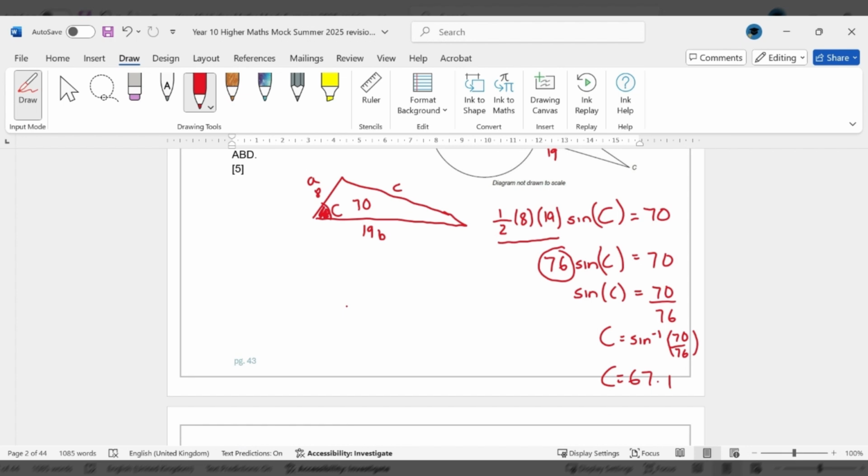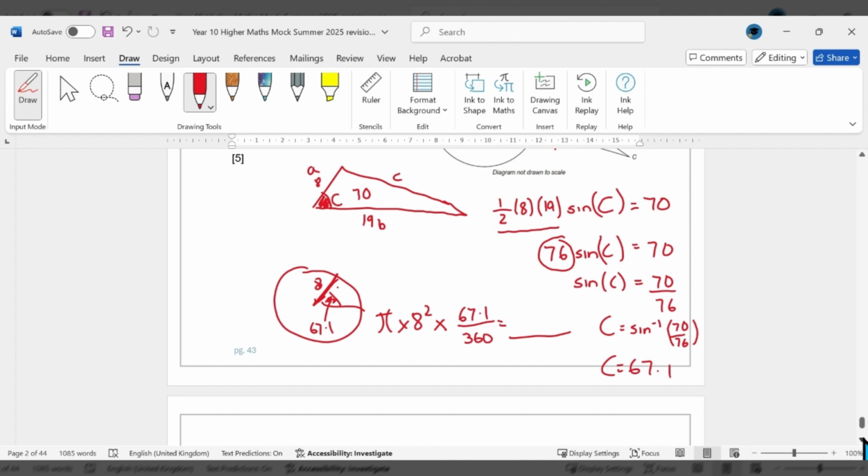Right? But then it says, okay, now you've got this, forget the triangle, what's the area of this sector here, knowing now that this angle here is 67.1 and that the radius is 8. Well, the area of the full circle would be pi times the radius squared, and we're told the radius of the circle is 8, but the fraction of the circle we want is 67.1 over 360, and that's your final answer, whatever that is. And that concludes the paper, basically, right?